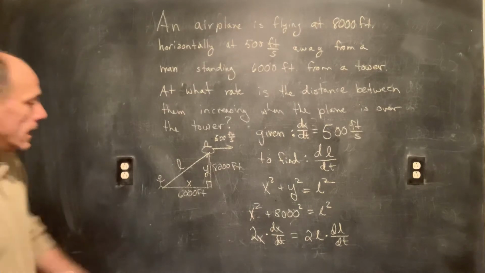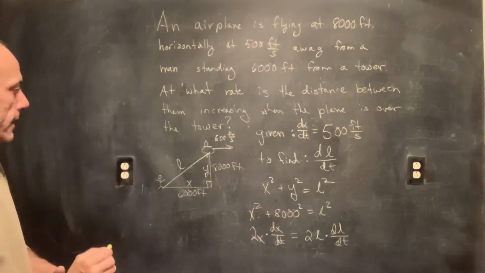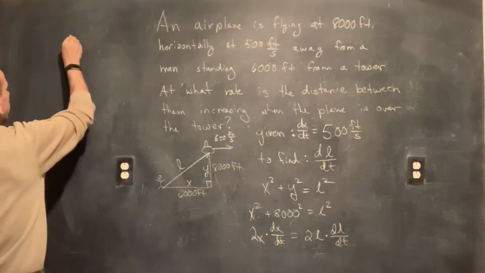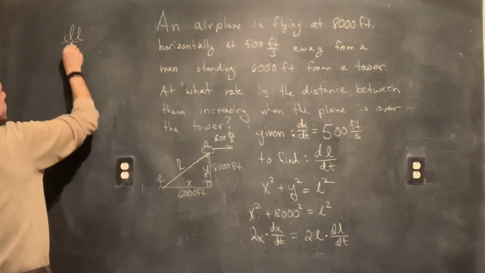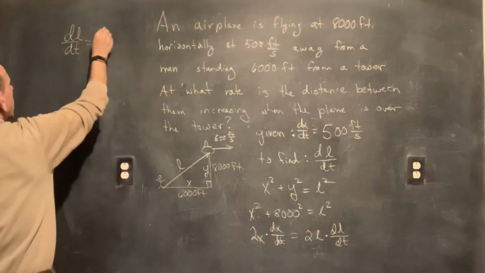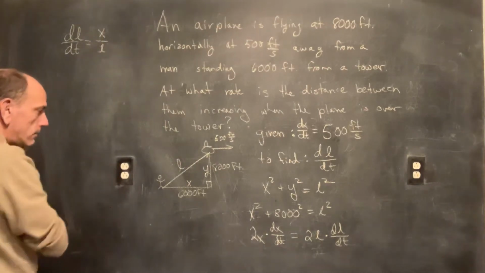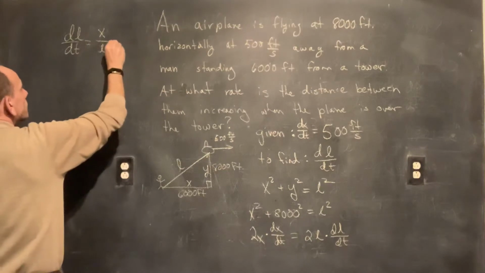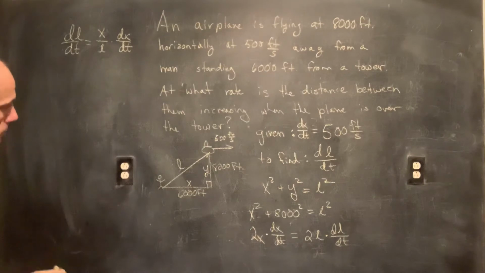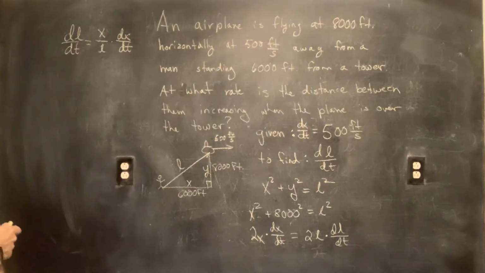I'm actually trying to find dL/dt, so I'm solving for that. The 2's will cancel. It looks like I have dL/dt is x over L times dx/dt. So I've solved for dL/dt.